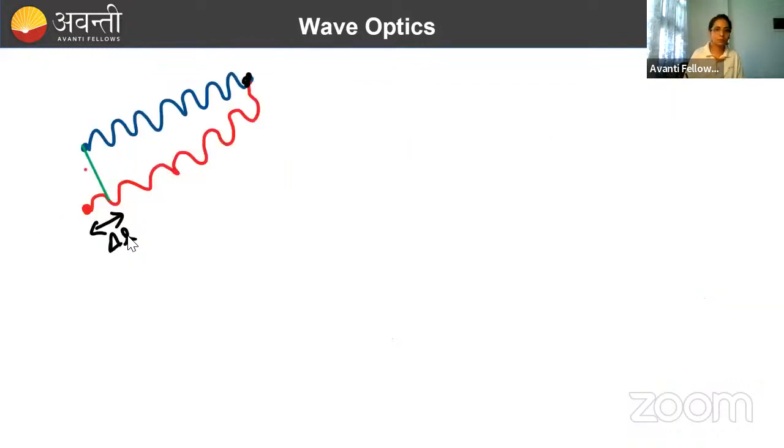Now these are the two waves I have taken. A little bit of something I still need to discuss, so let's do it fast. Here you can see one wave is emanating from here and the second from here, and they both reach somewhere at P. One is traveling more distance than the other, so there is a path difference between these two waves.